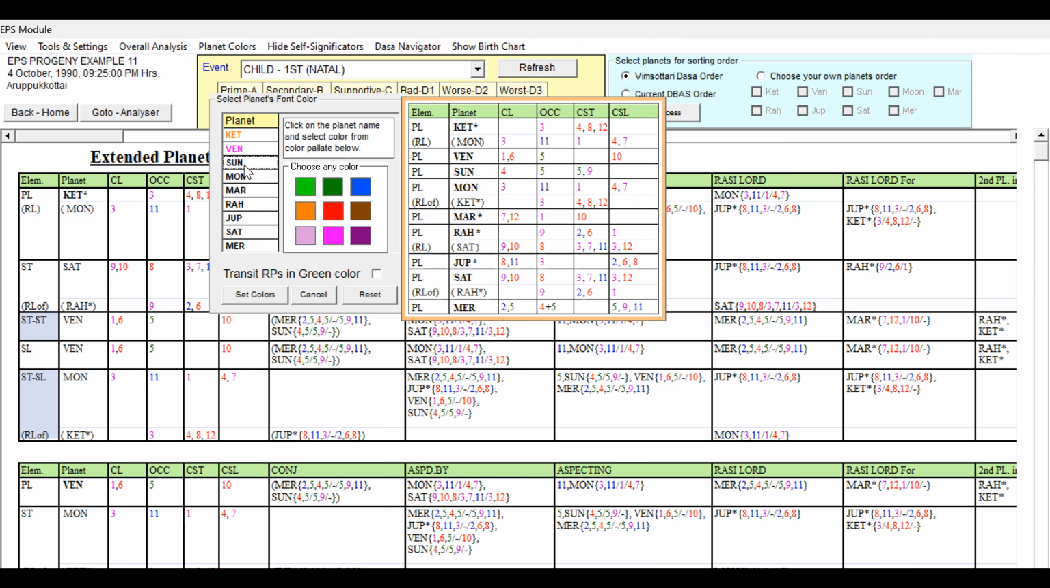And Sun, 4th lord occupying 5th house, 5 and 9. So 5, 5, 9 is good. Because of the 4th lord, we can give blue color.